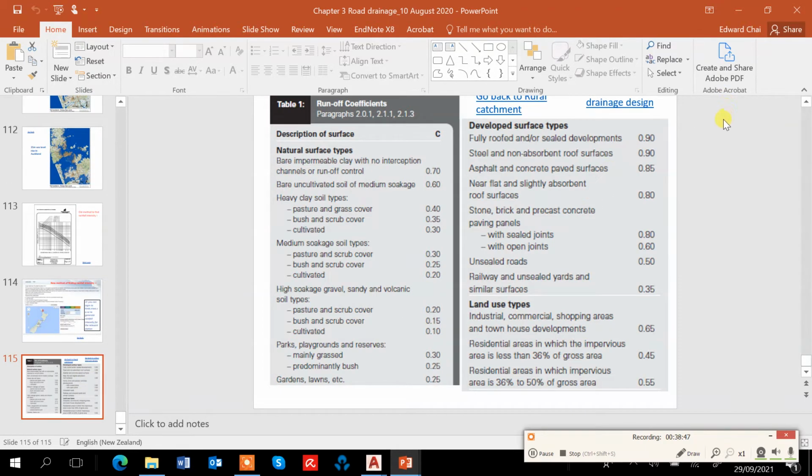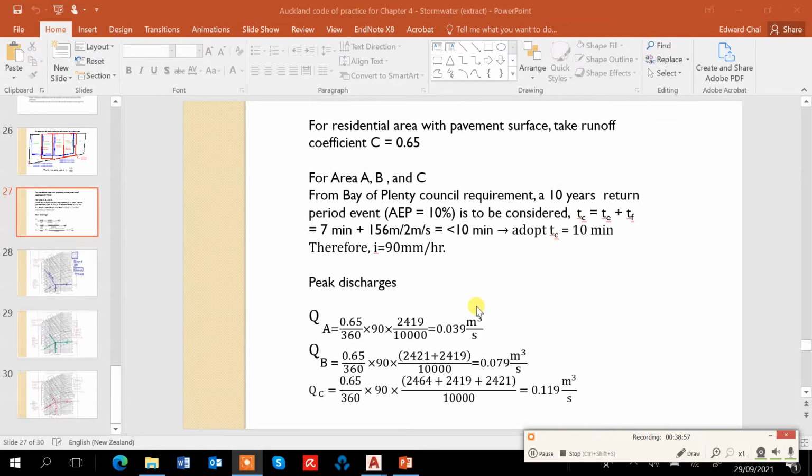Okay, then for this, because our land area is quite small, I think the time of concentration is probably about 10 minutes. And this one, the average recurrence interval is 1 in 10 years. So you find what is the rainfall intensity.